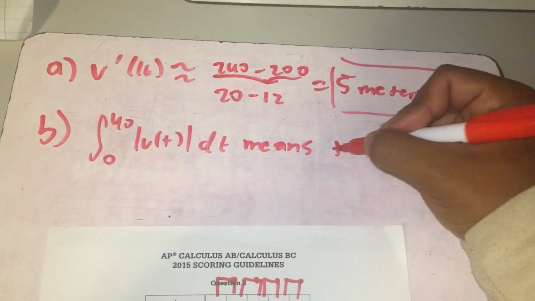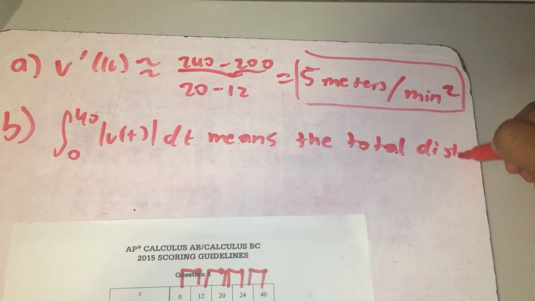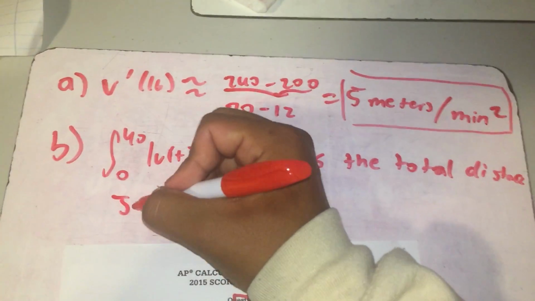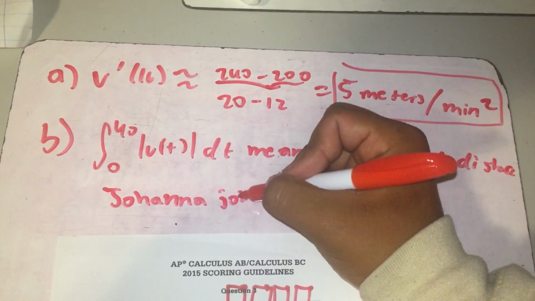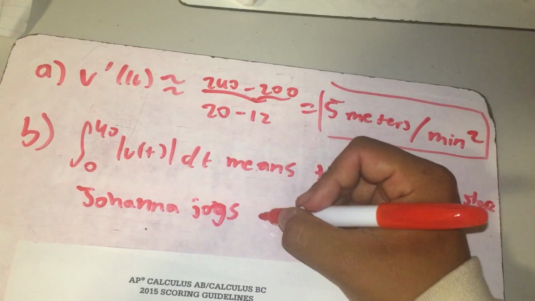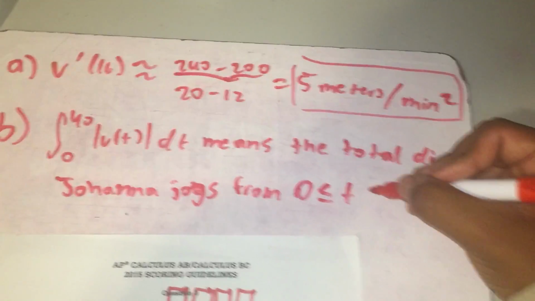means the total distance Joanna jogs from the interval.